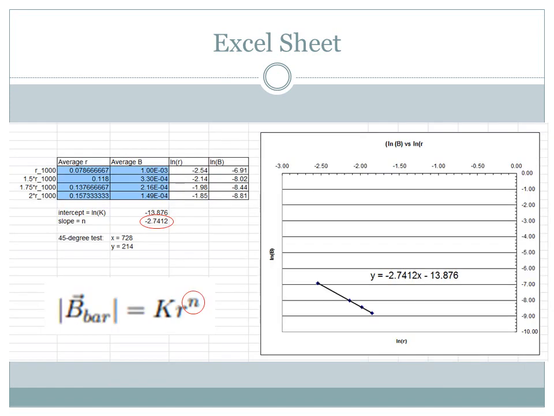After calculating the average R and average B's, I then found the natural log of each one and graphed it on the graph to the right. The y-intercept is ln k, which is negative 13.876, and the slope, n, is negative 2.7412. If you look at the equation at the bottom, the n corresponds with the exponent of r.